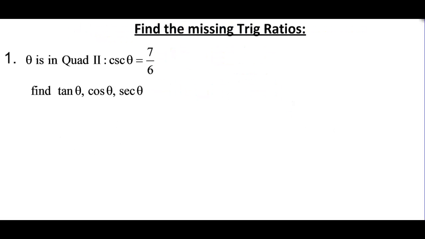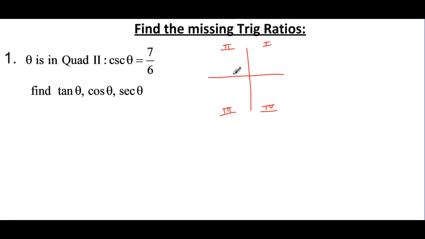So what if I give you a problem like this? Theta is in quadrant 2. So what is that telling me? Quadrant 2, if I look at my coordinate plane, remember this is 1, 2, and then I'll just finish it out. This would be 3, and this would be 4. So I know my angle is in quadrant 2. I want you to find tangent, cosine, and secant of that angle.